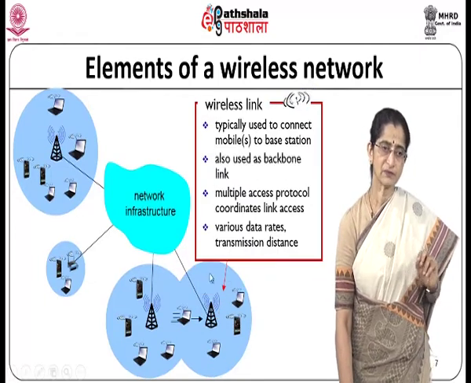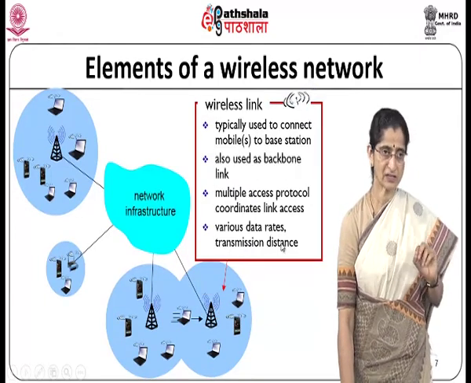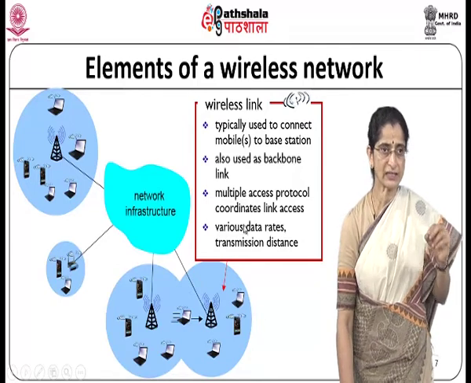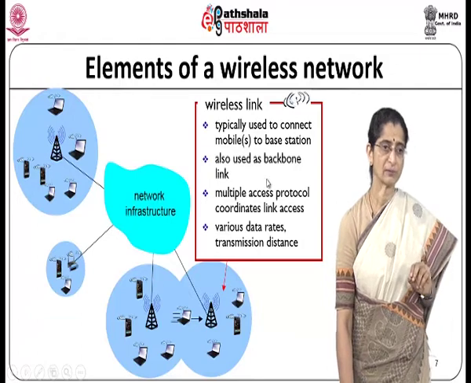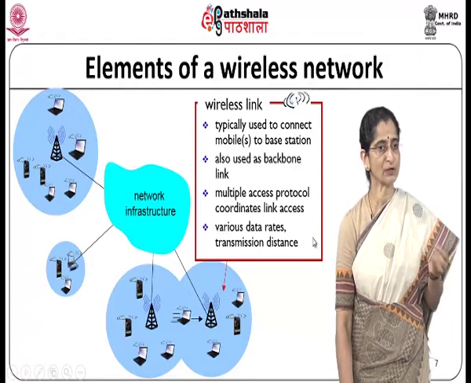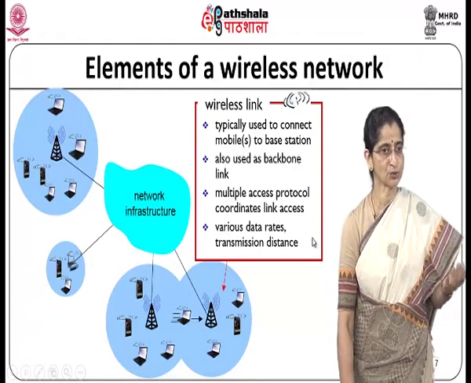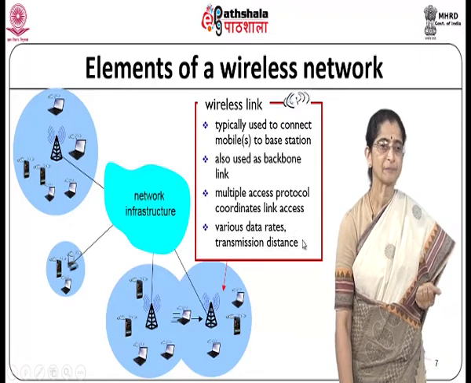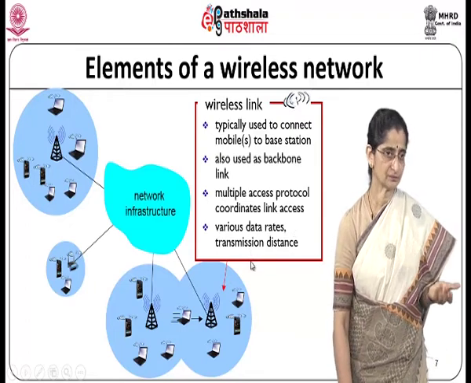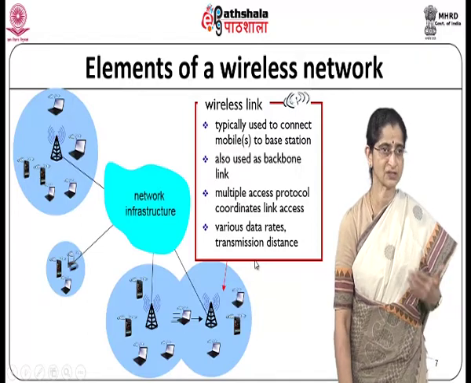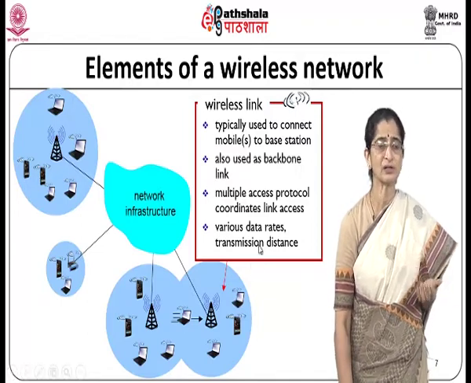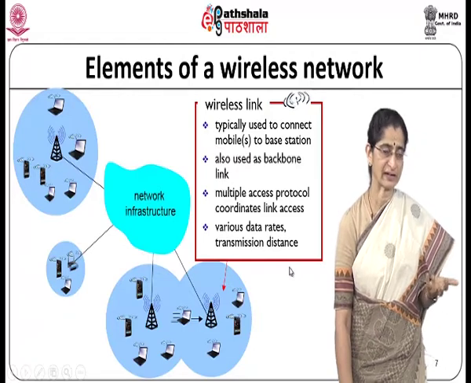Okay. Then of course, we have wireless links. These wireless links are the ones which are used to connect the mobile devices to the base stations. They can also be used as a backbone link, and normally we have some kind of multiple access protocol that is used to coordinate access to the links, and it could be supporting various data rates depending on various factors, transmission distance and so on. That again would depend on what kind of links are used and their characteristics.